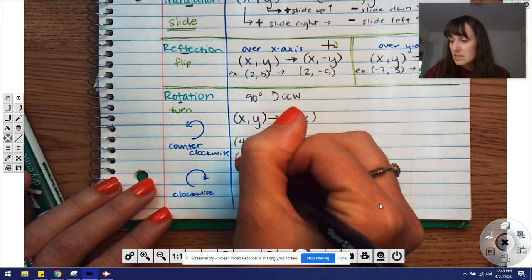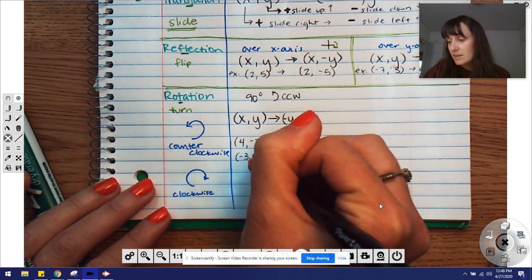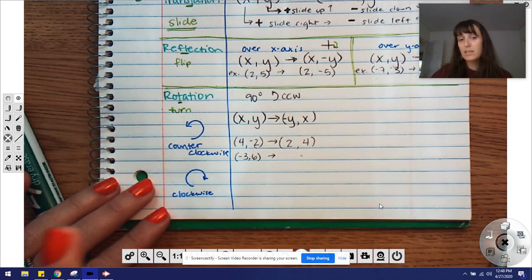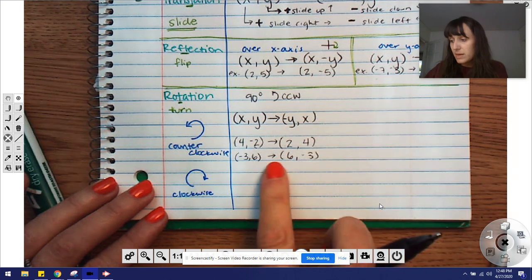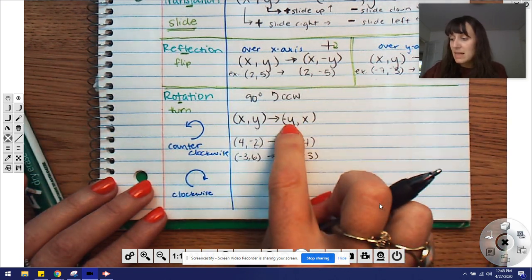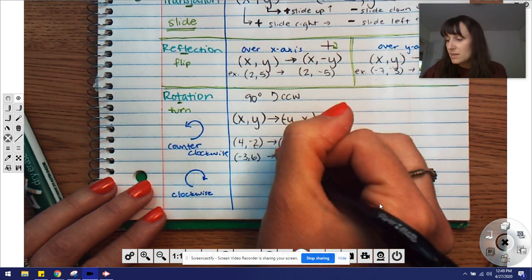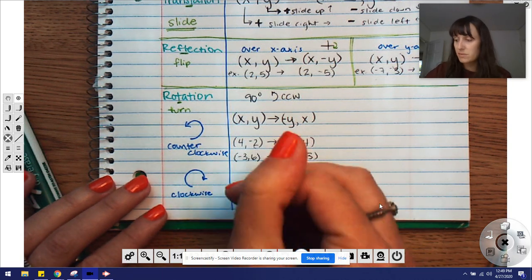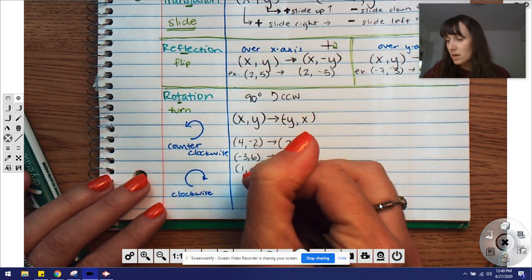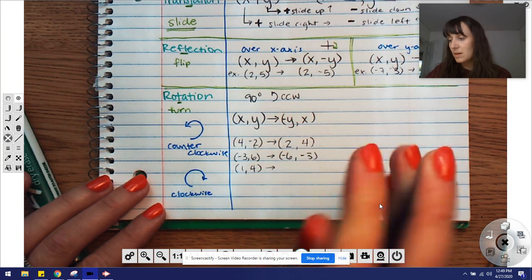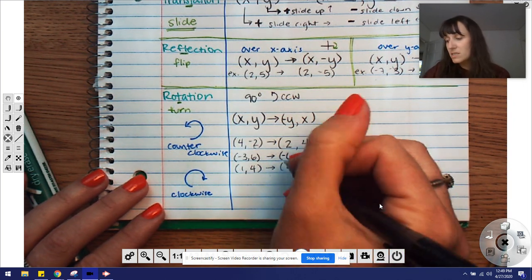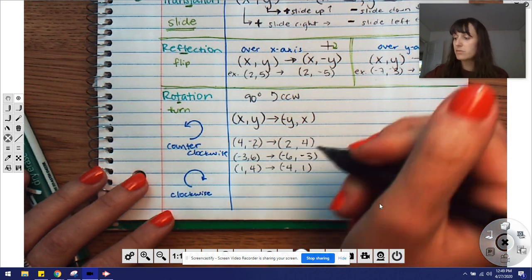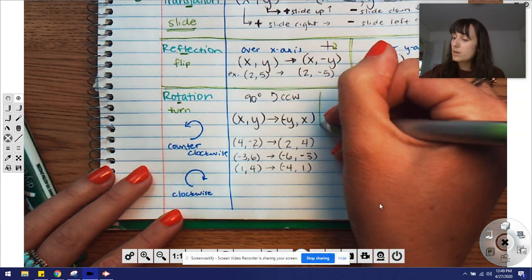We'll do another one because I know it can be hard. (-3, 6). The first thing I do is flip my locations. I twist my location so it becomes (6, -3). But now I need to make that first number opposite. It becomes (-6, -3). Another: (1, 4). I switch locations. It becomes (4, 1). And that first number becomes negative. So that's our first one.